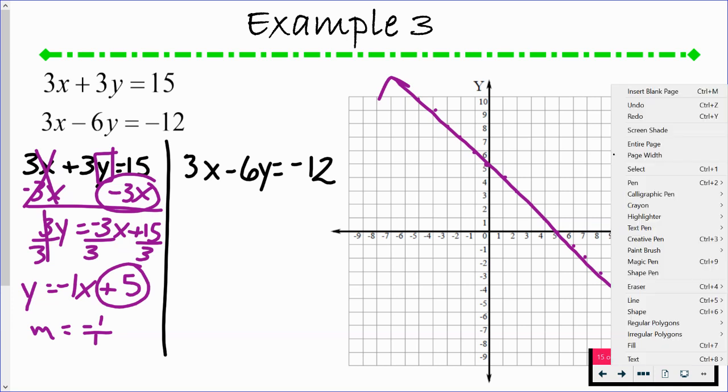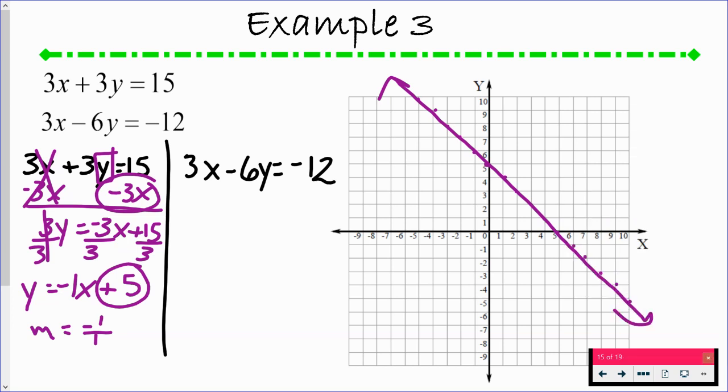Okay. Now let's look at the second equation. We have 3x minus 6y equals negative 12. My goal again is to get the y by itself. You move the x term first.